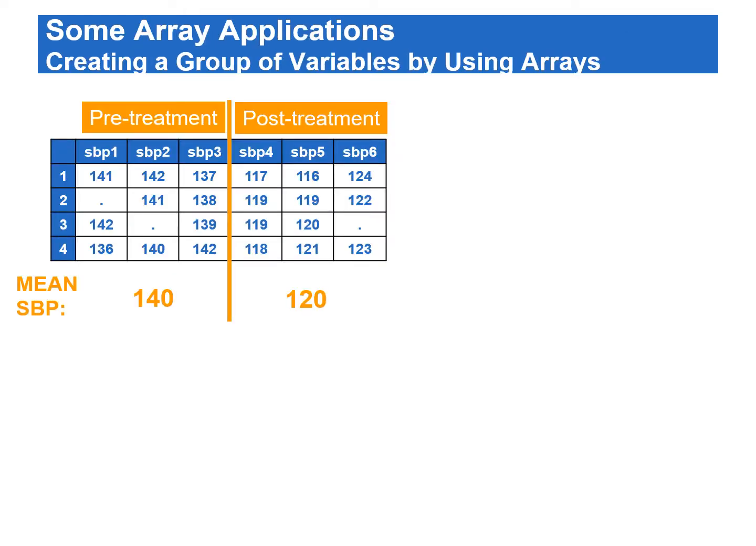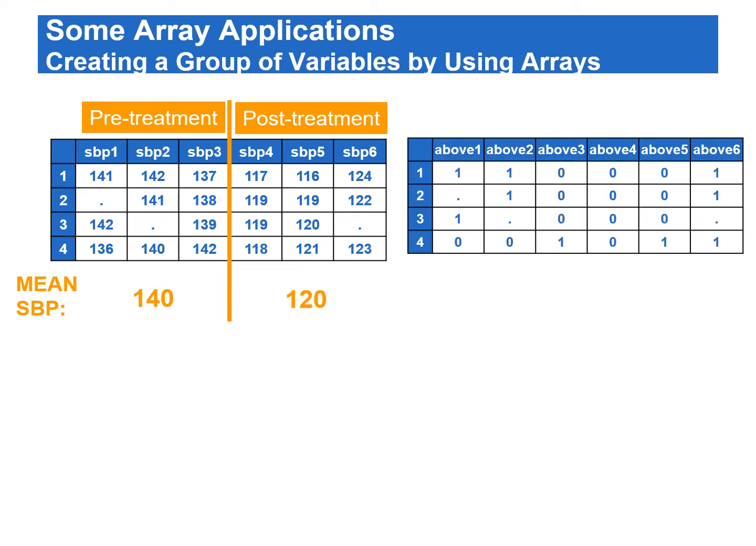Now, let's see some examples of using array processing. Suppose that the first three measurements of SBP are recorded pre-treatment, and the last three are recorded post-treatment. Furthermore, suppose that the average SBP values for the pre-treatment measurements are 140, and that the average SBP is 120 for the measurements after the treatments.